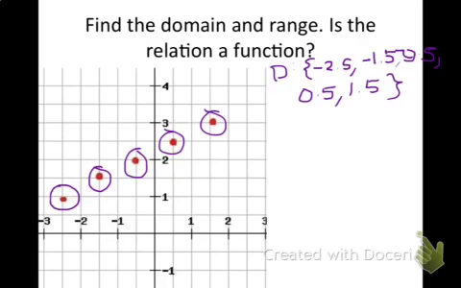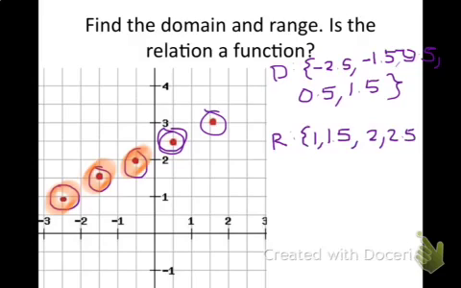All right. So the next thing that we're going to do is look at our range. And that's the y values. So for this first one, the y value is positive 1. For the next one, the y value is 1.5. So it's very important to look at the scale. The next one is 2. The next y value is 2.5. And the last y value is 3.